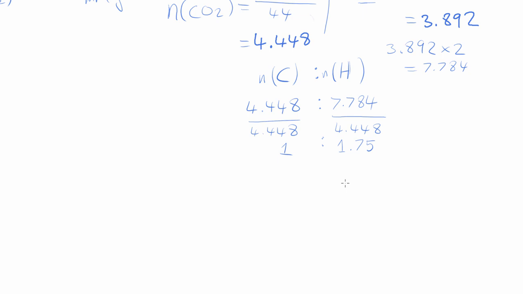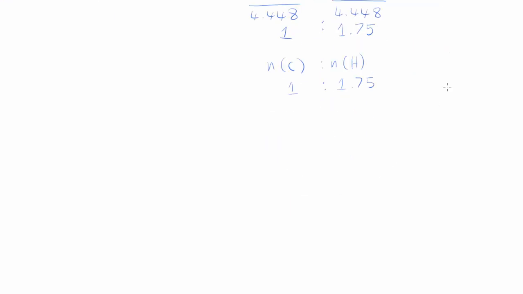1.75. So I'm just going to write this out again just because this is maybe a bit too close to, but here we've got that now the ratio of the moles of carbon compared to the moles of hydrogen is 1 to 1.75. And as we mentioned before, we're looking for the smallest whole number ratio. Clearly what we have is a ratio, but it's not the smallest whole number ratio because this is not a whole number.